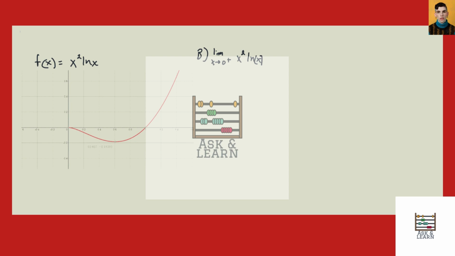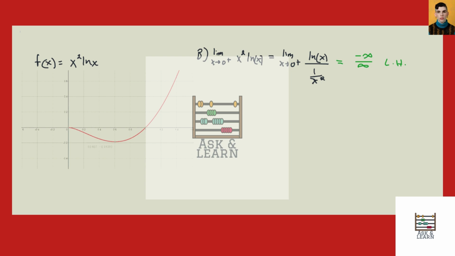If we want to use L'Hopital's rule, we're going to need to rewrite this so it's 0 over 0 or infinity over infinity. To do that, we can write it as natural log of x over 1 over x squared. Now if we evaluate this, it would be negative infinity over infinity, which tells us we can apply L'Hopital's.